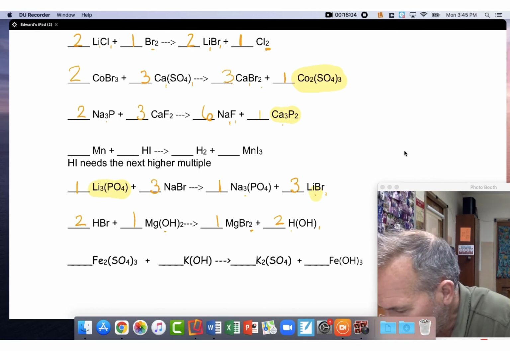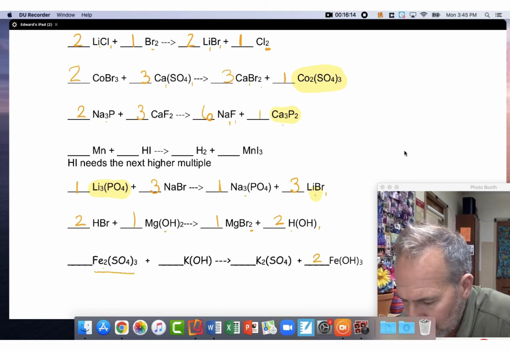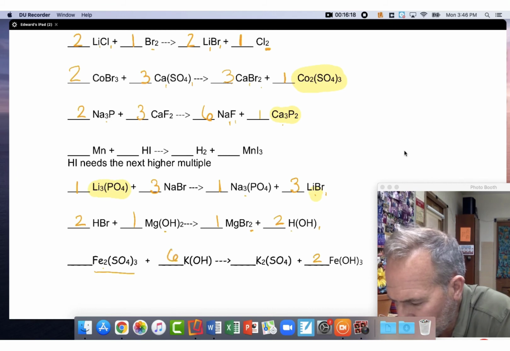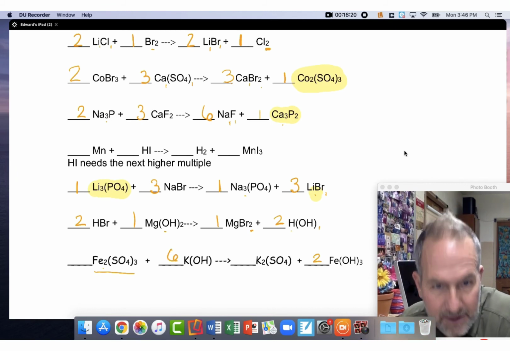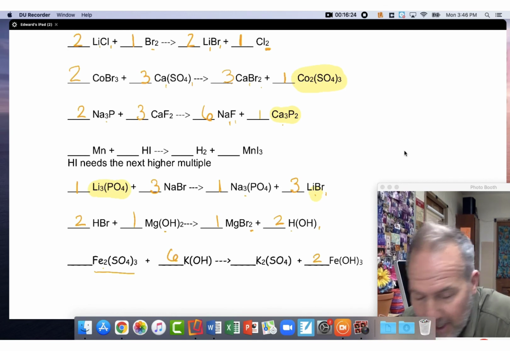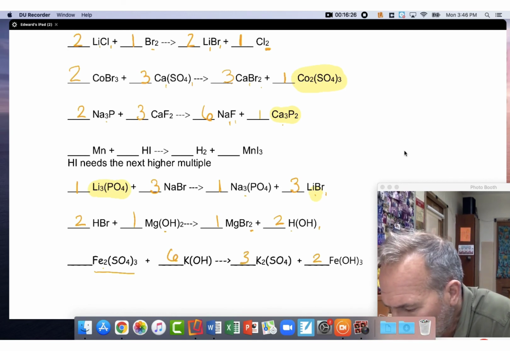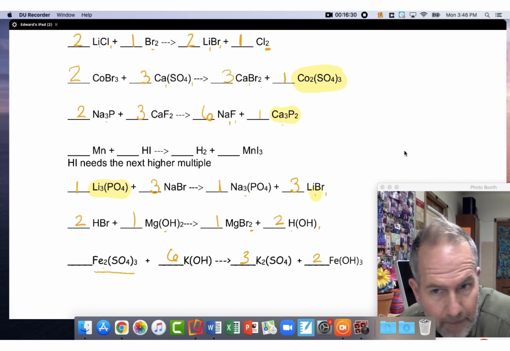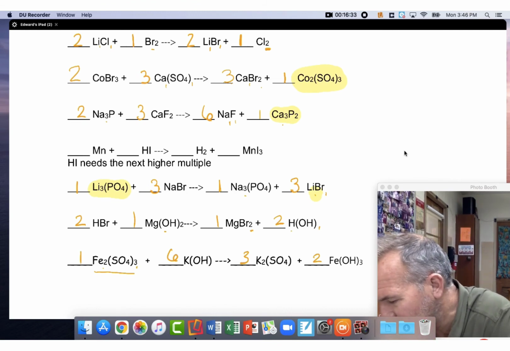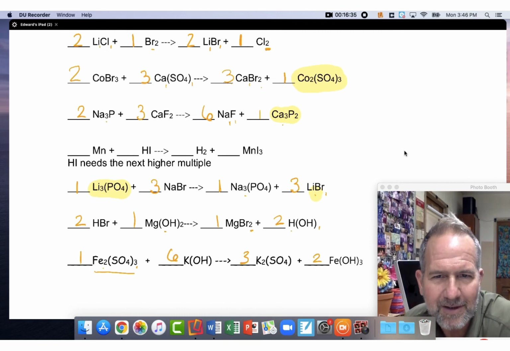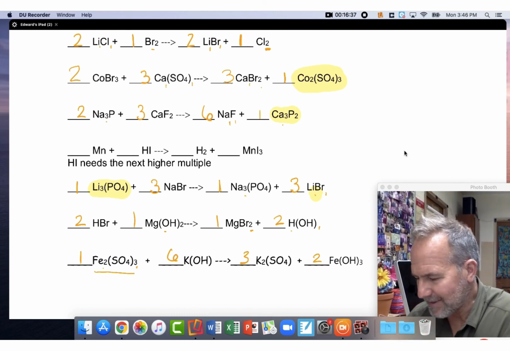Let's start with this, right? Most subscripts, 2 FEs, put a 2 in front of that gives me 2 FEs. 3 times 2 OHs, that's 6 OHs. A 6 in front of that would give me 6 OHs. 6 Ks now, I have 6 Ks. 3 times 2 is 6 Ks. 3 SO4s, I already have 3 SO4s, I can put a 1 there, and I know that I'm right. Okay, now this last one we're going to do.